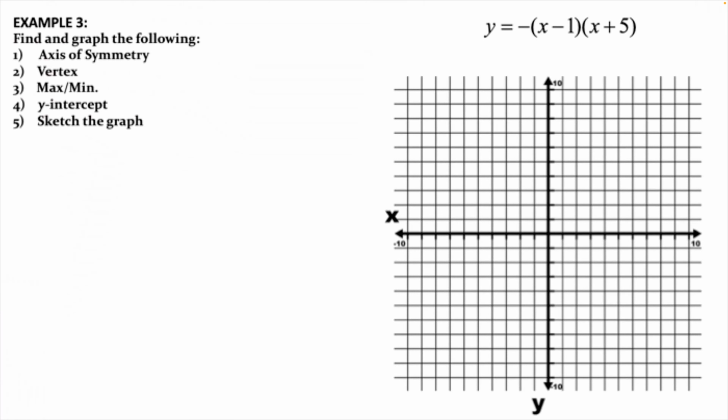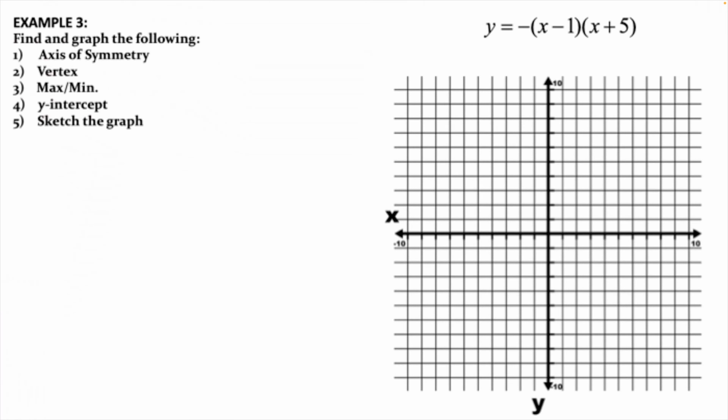Then how do I get the vertex? Well, whatever number you just got, plug it in for x, just like we did last week. Which leads you to your maximum or minimum. Your y-intercept, how do you do that? Plug in 0 for x, just like we did on the last 2 problems.